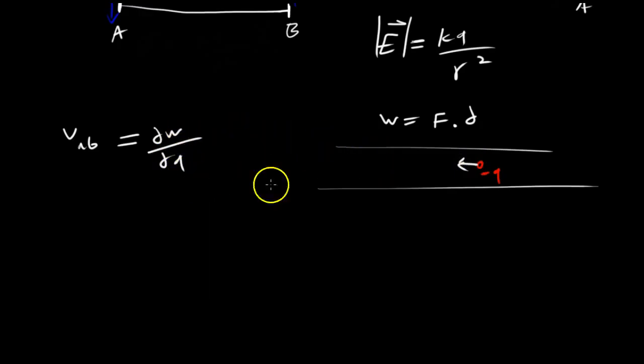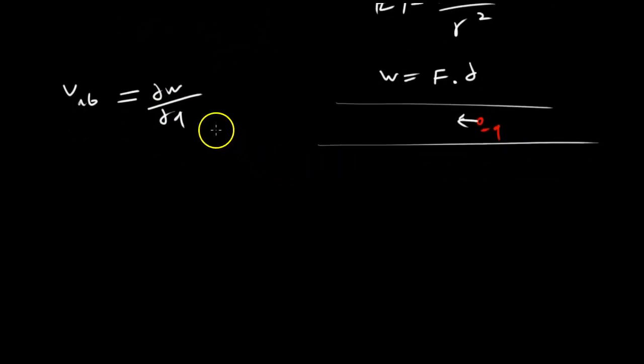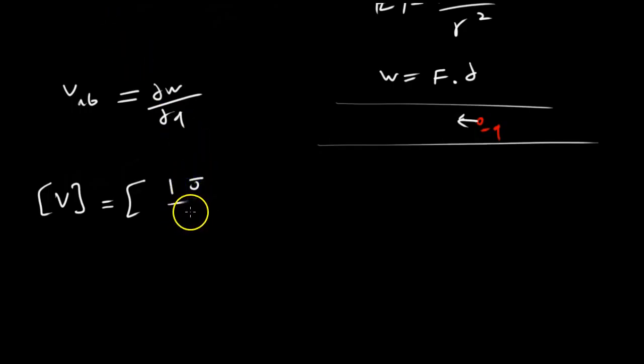So we're going to have some work done divided by the charge. That's going to be our voltage. So the units of voltage are going to be 1 joule per coulomb. That means if you have 1 coulomb of charge, which is very huge, you need to exert 1 joule to get 1 volt.